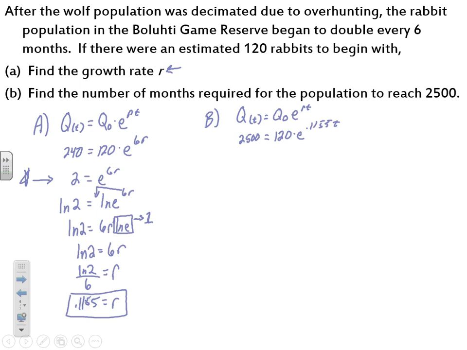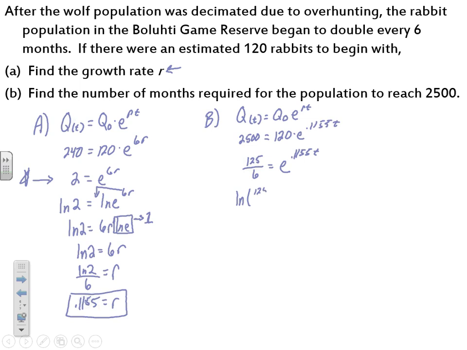So we'll start working this one out the exact same way that we did in part A. Divide both sides by 120, and if you say 2,500 divided by 120, it doesn't give you a very nice decimal. So we're going to simplify it as a fraction, which would be 125 over 6 to be equal to e to the 0.1155 t power. And at this point, we're at the same place that we were in part A, where the variable that we're solving for is in the exponent's position. So the only way I can get it out of there is by taking the natural log of both sides.